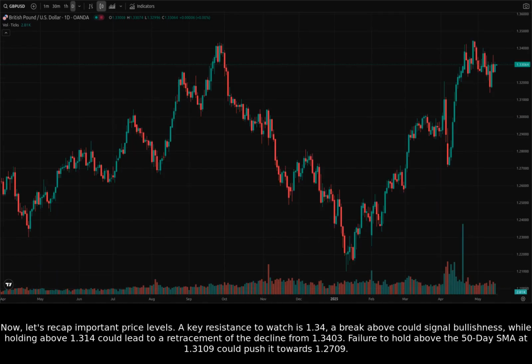Now, let's recap important price levels. A key resistance to watch is 1.34. A break above could signal bullishness, while holding above 1.314 could lead to a retracement of the decline from 1.3403. Failure to hold above the 50-day SMA at 1.3109 could push it towards 1.2709.